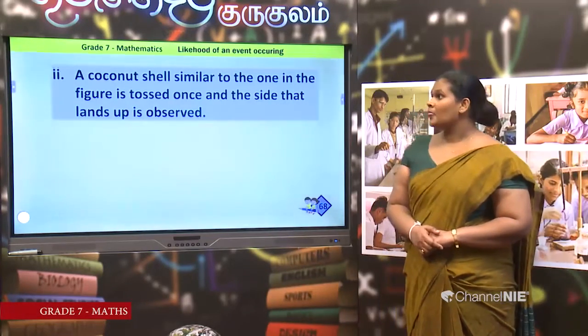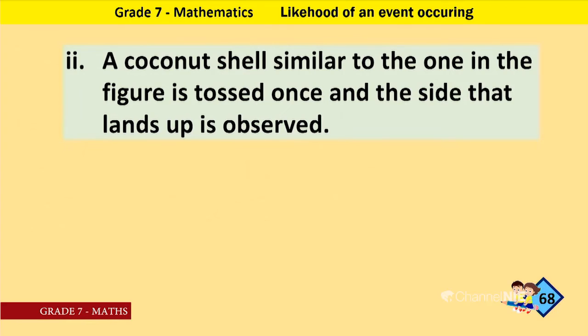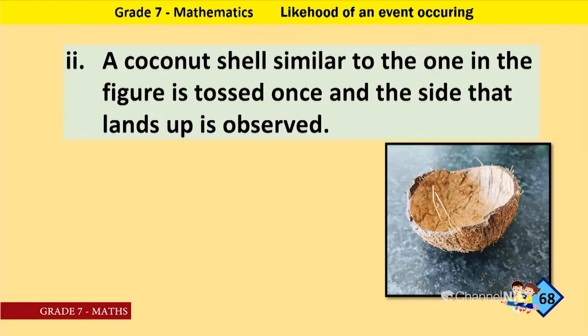Second one, a coconut shell similar to the one in the figure is tossed once and the side that lands up is observed. Right. Now, these 2 sides of the coconut shell are not equal.